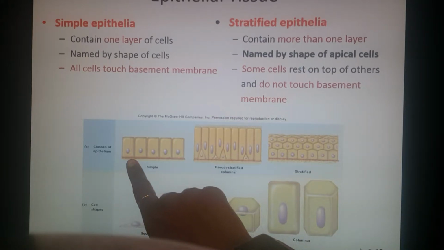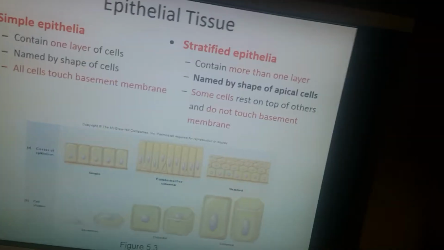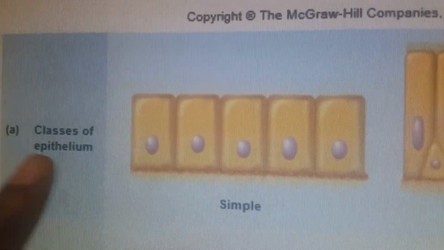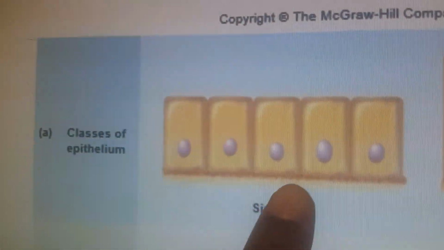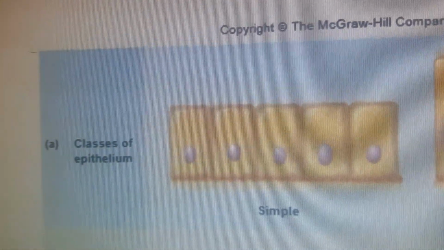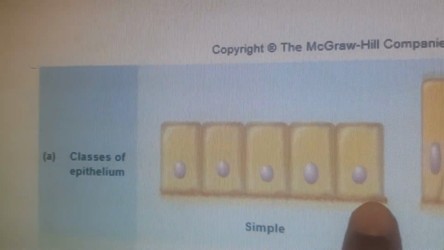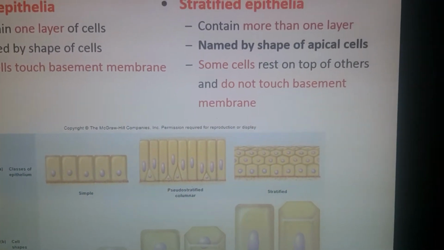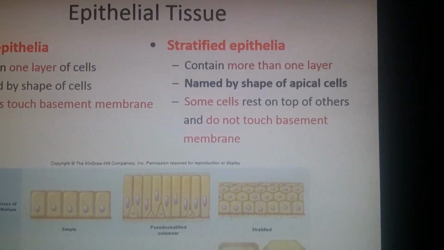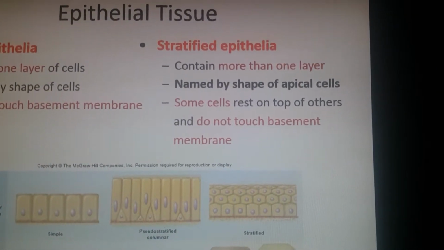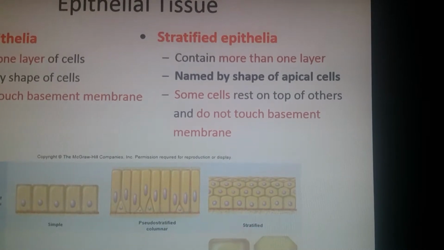So here, let's zoom this in. We have our basement membrane, here, this little fuzzy brown color, and then our one layer of cells on top of it. So all of these are touching the basement membrane. For our stratified epithelial, only one layer is going to touch the basement membrane. So there's going to be some cells that are on top of other cells.